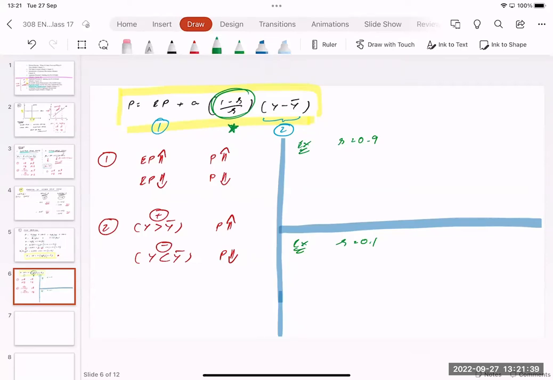If S equals 0.9, what does it mean? It means that 90% of the businesses in our economy are sticky price firms. The other 10% are flexible price firms. If S equals 0.1, what does it mean? That in our economy, 10% are sticky price firms. However, most of them, 90%, are flexible price firms.